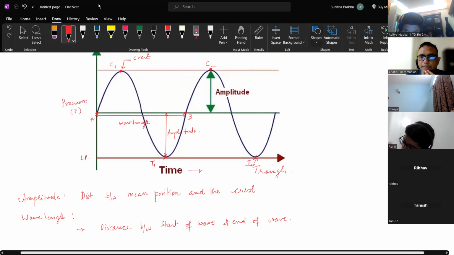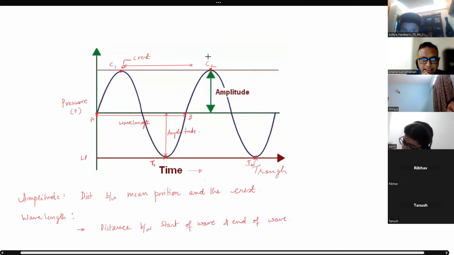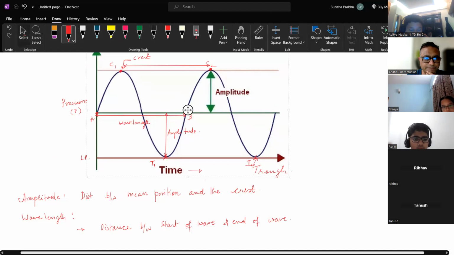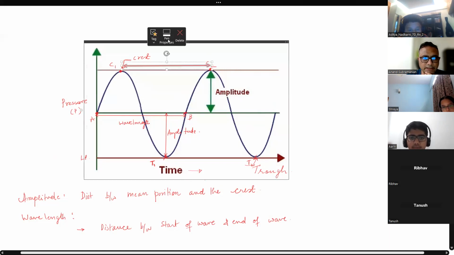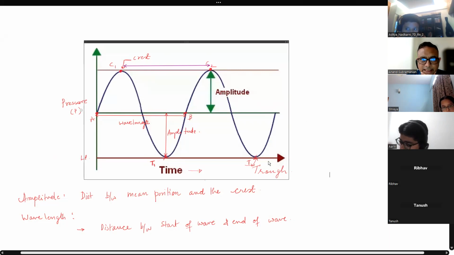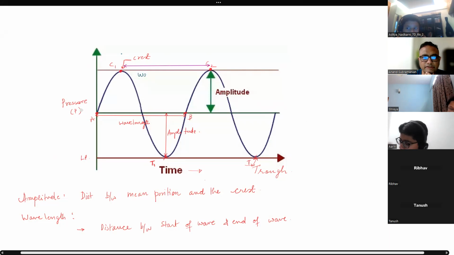Okay, so now I am taking another measure, between this crest and this crest. Can you guess if this one and this one are the same, or will they be different? They are the same, isn't it? I will mark this in a different color if possible. So between crest and crest also, it will be wavelength. This also is called wavelength.